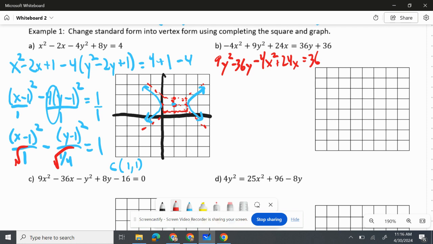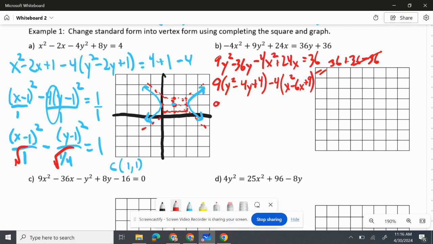So the next thing that I'm going to do is factor out a 9, and that gives me y squared minus 4y. I'm going to divide by 2 and square it, which gives me 4. Then I factor out a negative 4, and that gives me x squared minus 6x. Divided by 2 and square it, that gives me a 9. And that's equal to, and then I have the 36. 9 times 4 is 36. Negative 4 times 9 is negative 36.